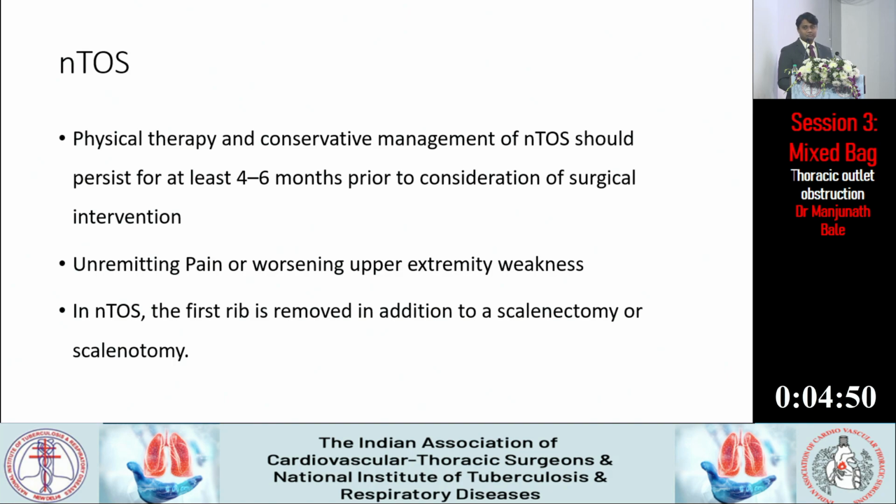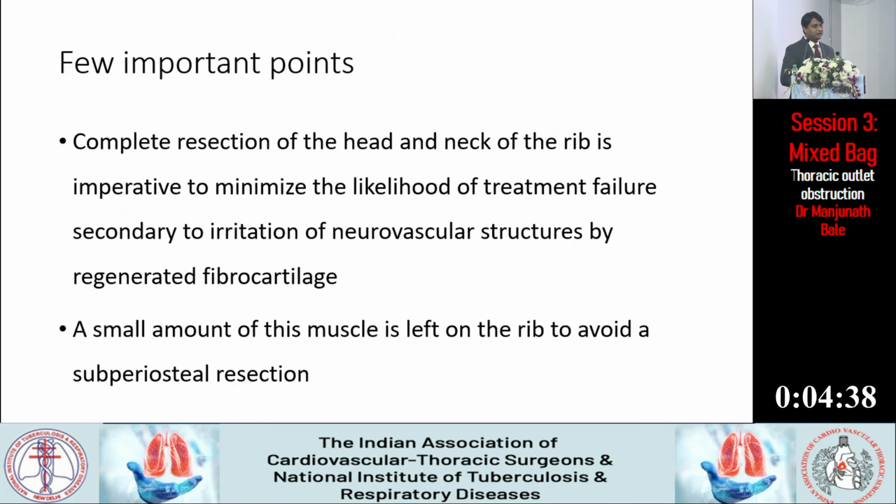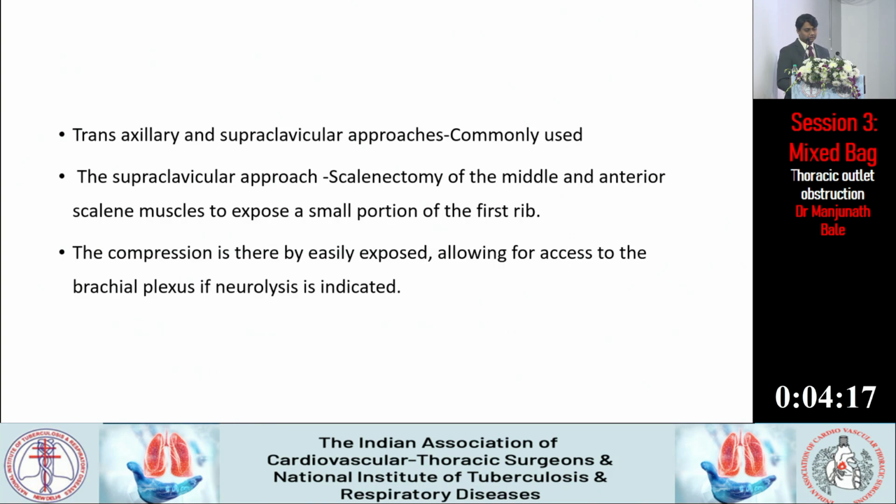One of the important indications for surgery is unremitting pain and worsening upper extremity weakness. In neurogenic TOS, the first rib should also be removed along with the scalenectomy. A few important facts: the complete rib should be resected, otherwise there is a secondary fibrosis and again irritation of the neurovascular bundle. A small amount of muscle should be left behind on the rib to avoid a subperiosteal resection. These are two important technical aspects when you're doing a cervical rib excision.